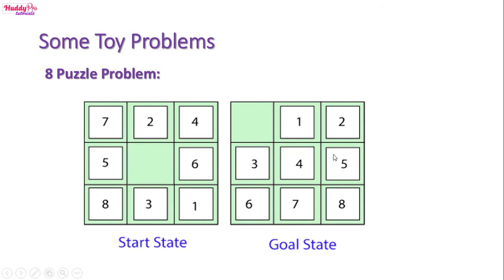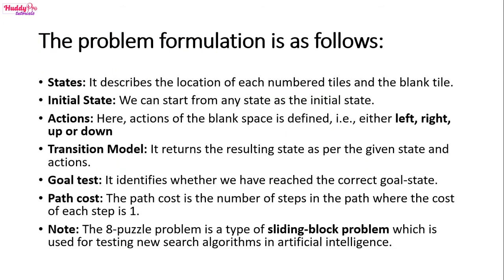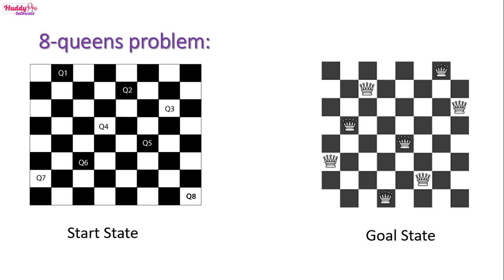Someone may use, for example, I'm just giving an example, 20 steps. Another person may use 50, and so on. But whichever step you make, whenever you slide a tile and it goes to the blank space, for this kind of problem, the cost of each step is 1. Note that the 8 puzzle problem is a type of sliding block problem which is used for testing new search algorithms in artificial intelligence. Now let's have another example of a toy problem.